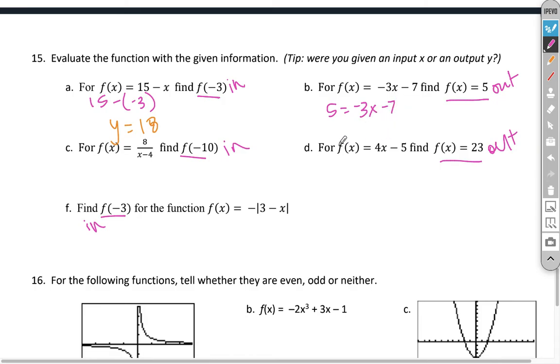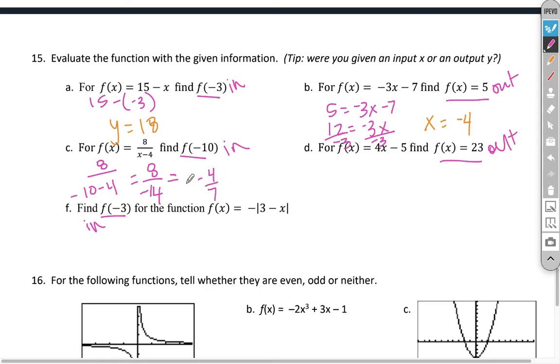We're going to add 7 to both sides, and we'll get 12 equals negative 3x. Then we divide both sides by negative 3. I'm running out of room. But once you do that, you get x equals negative 4. Okay? C, we've got another input, negative 10. So plug in for x. We've got 8 over 10 minus 4. This is going to equal, negative 10, 8 over negative 14. Negative 10 minus 4 is negative 14. And then we can simplify this, and we'll get negative 4 over 7.